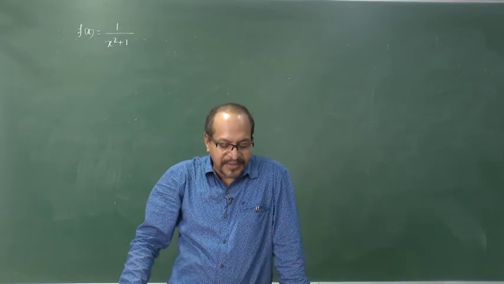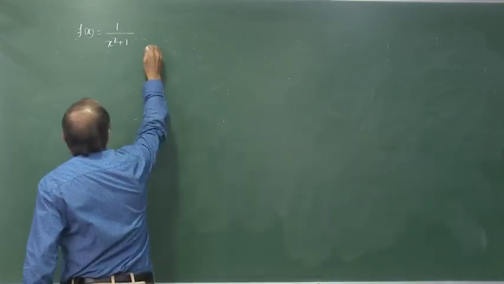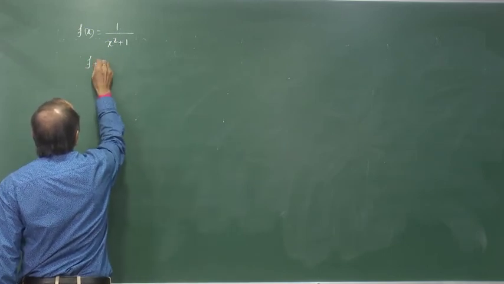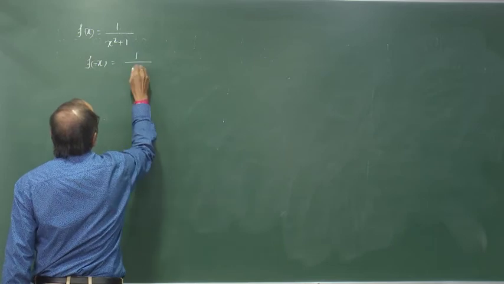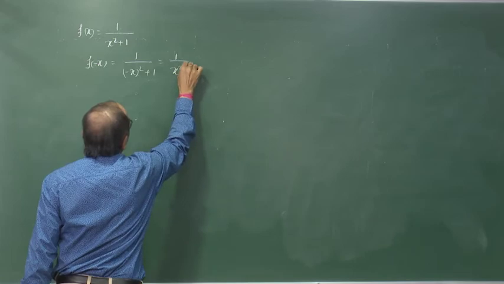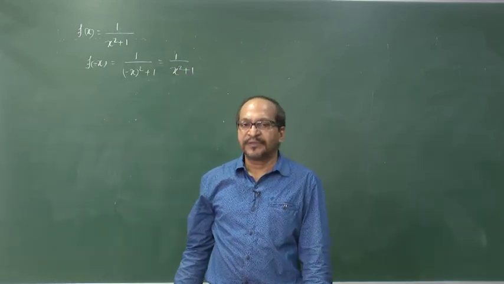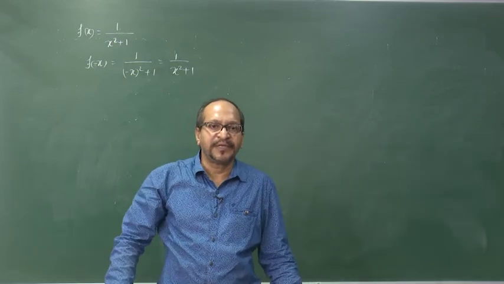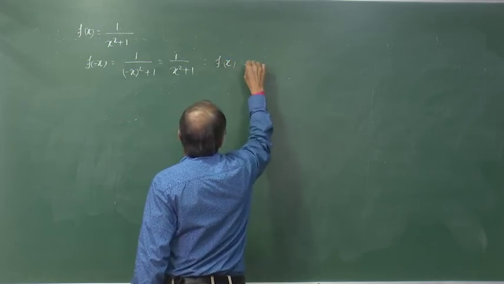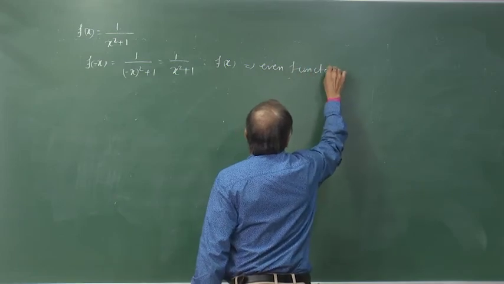Okay. And the function is first f of x. If we find f of minus x, it is equal to 1 by minus x square plus 1, which is equal to 1 by x square plus 1. Okay. So, the function f of minus x is equal to f of x, it is an even function.